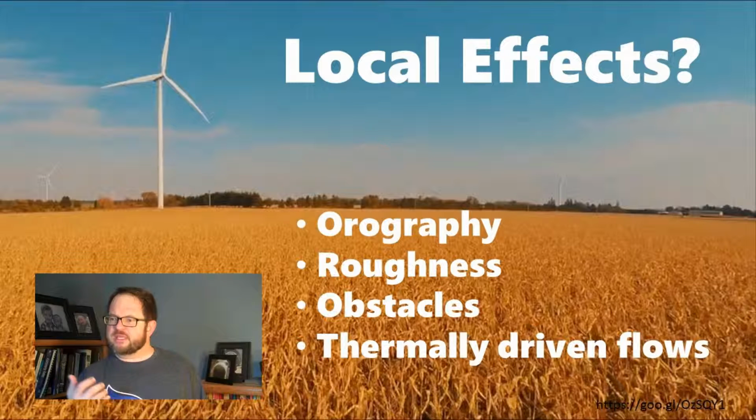And we said in the beginning of the chapter that there were going to be 4 types of local effects, like orography, the roughness of the surface in the immediate vicinity of the turbine or whatever, obstacles to the flow, and thermally driven flows, things that are driven by temperature differences at the surface and so on. And so we're going to be working today through most of the part of the chapter that's about orography.